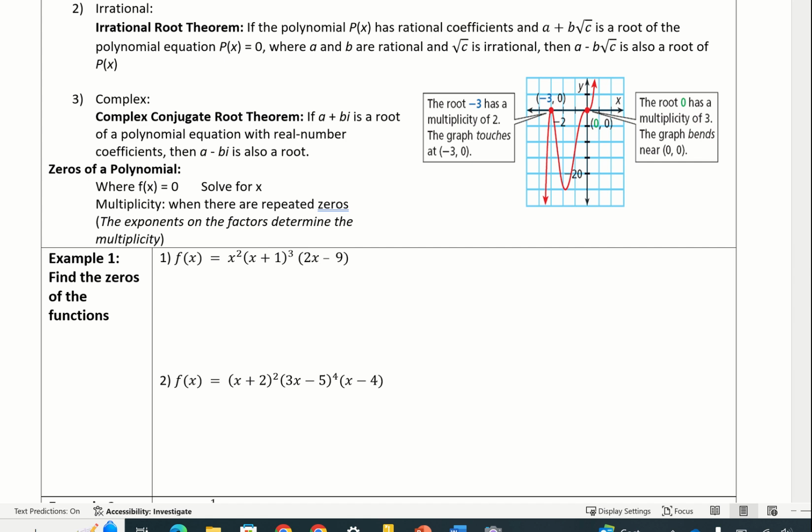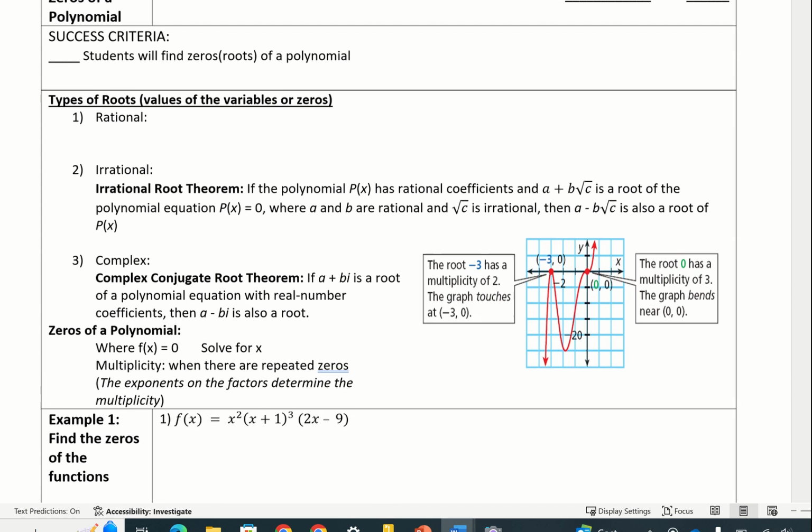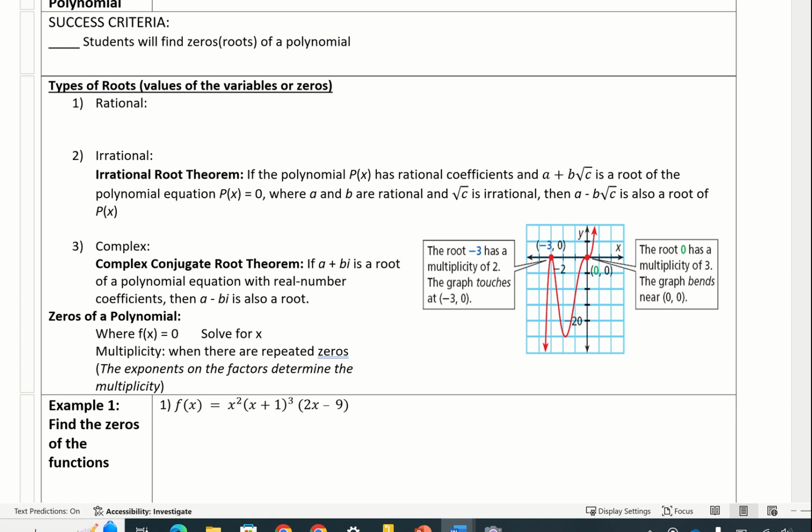I wanted to put 7 or 8 notes on roots and zeros of polynomials up. I probably won't do all of these, but I am going to start here at the top. We're going to find roots of polynomials, but we do want to talk about the types of roots and what they are.